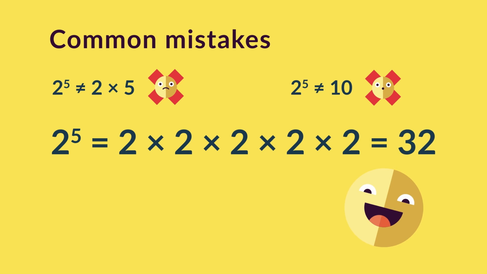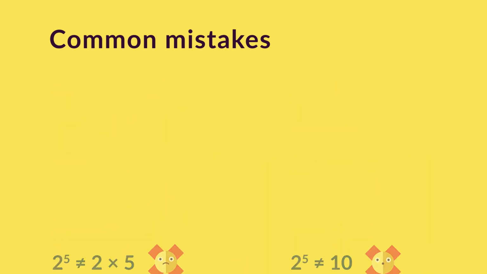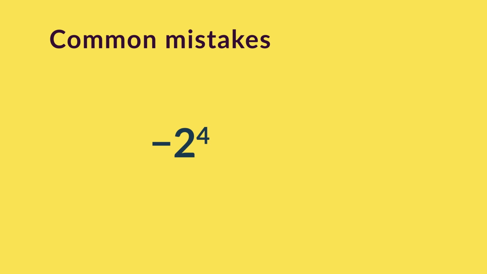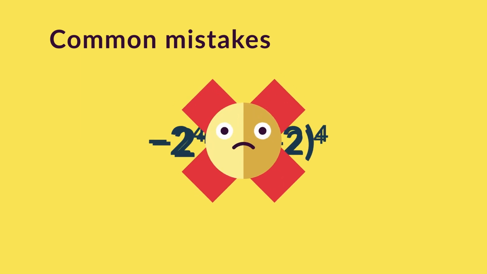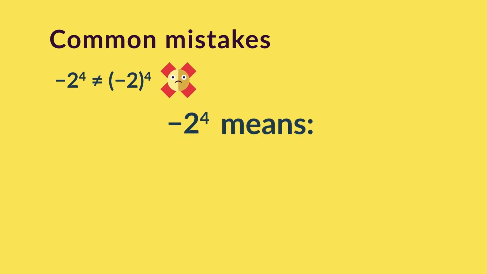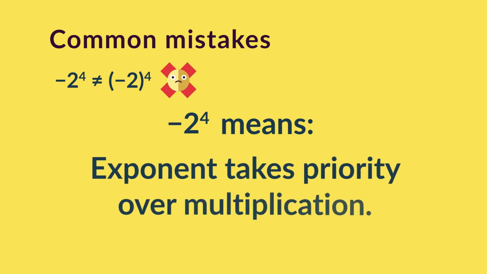Another common mistake is the position of brackets. For example, -2 to the power of 4 is not the same as -2 in brackets to the power of 4. -2 to the power of 4 would mean we need to raise 2 to the power of 4 before we multiply it by -1, because an exponent takes priority over multiplication in the order of operations.